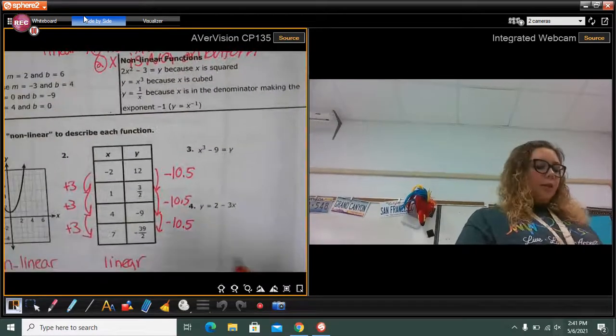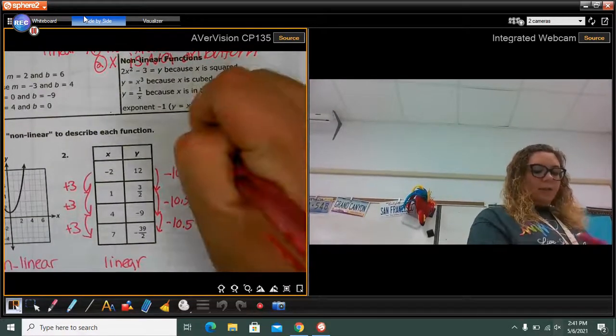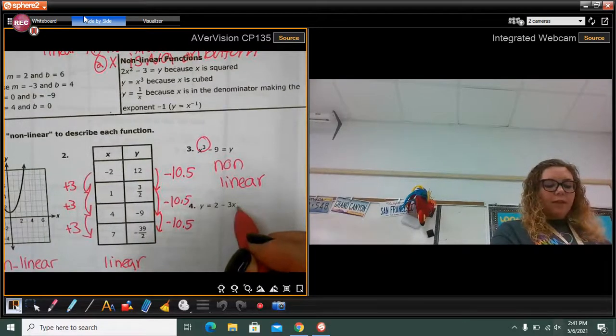Okay, 3, non-linear, because I have an exponent. This is linear because I don't have an exponent, and x is on top.